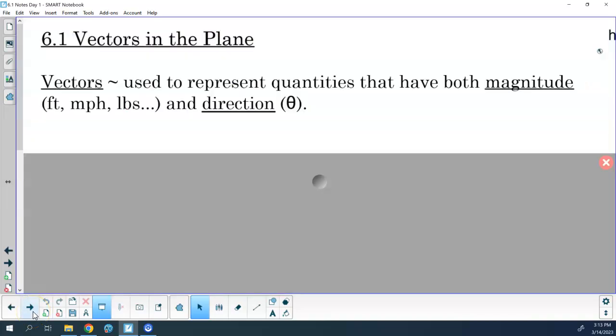Buckle up. Remember, you can always pause. Okay? So chapter 6 is going to start out with vectors in a plane. We're going to use vectors to represent quantities that have both magnitude and direction. Now, if that sounds familiar to you, I'm going to show you where that memory is from.